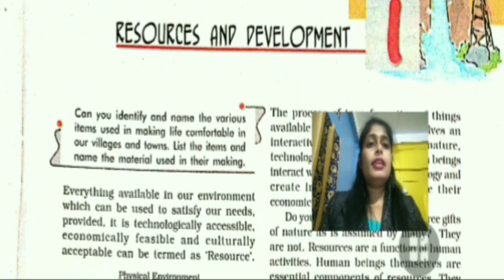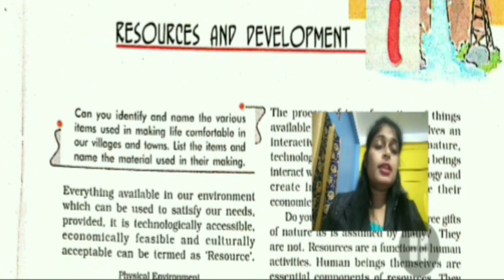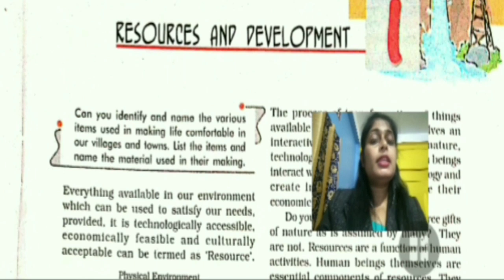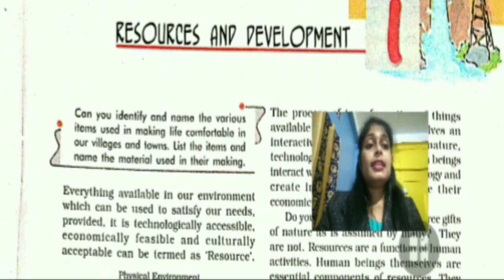Now see what's said here. Can you identify and name the various items used in making life comfortable in our villages and towns? List the items and name the material used in their making. Here one question is given as your activity work. There you have to make a list of things which we are using, whether villages or the people who live in towns or cities. We have to identify the things with the help of which we make our life comfortable. That list you have to make. Now next you see.